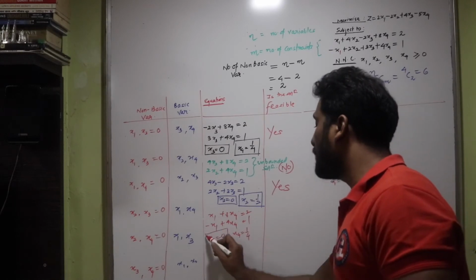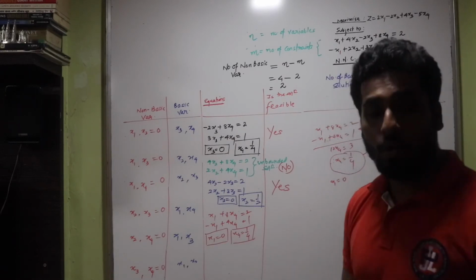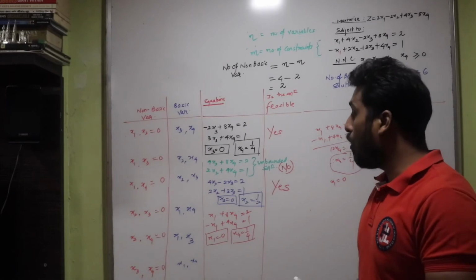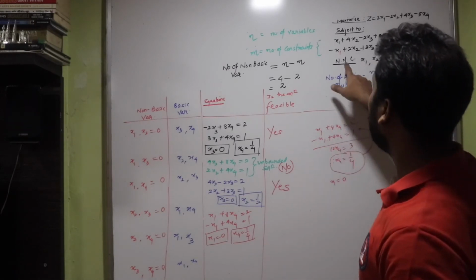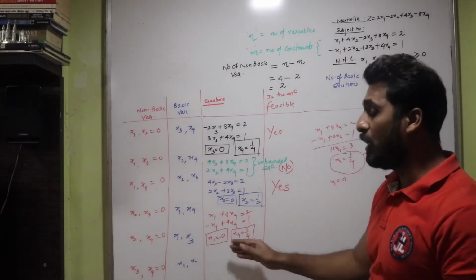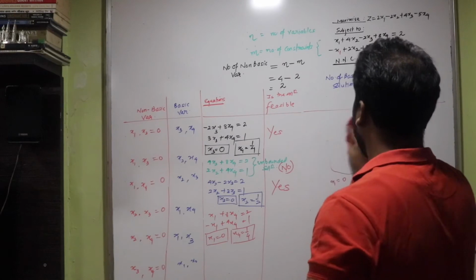Students, this is a simple task. You can also take these equations and solve them on your own to get the values. So x1 came 0, x4 came 1 upon 4. Are these values again satisfying the non-negativity constraints? Indeed they are. That means these are also the feasible solution.